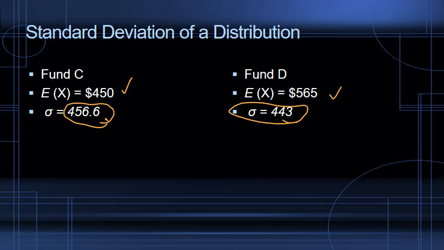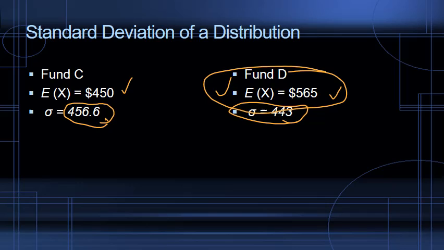Well, those two standard deviations are fairly close to being the same. And so my risk value between Fund C and Fund D, based on the data that we are analyzing, is basically the same. And that being the case, it should be a clear choice that Fund D is going to be my preferred investment because that expected value is much greater. 565 is much greater than the 450.